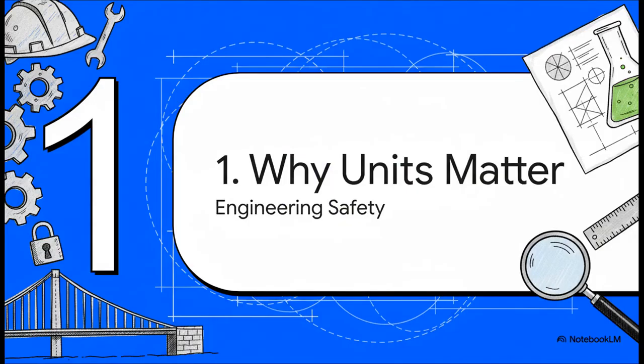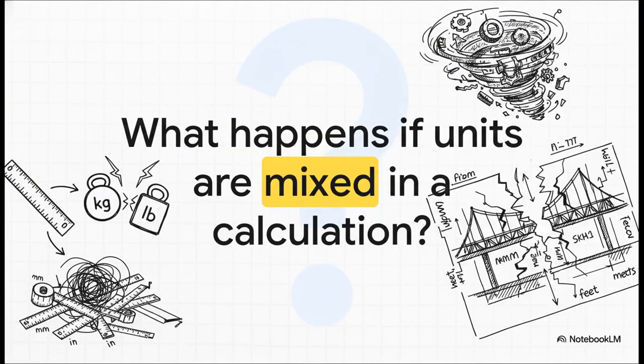All right, so Section 1, Why Units Matter. And the subtitle here is really the key, the foundation of engineering safety. So just think about it for a second. What actually happens if you try to add meters to millimeters in the same equation without converting first? Or what if you plug pounds into a formula that's expecting kilograms? What you get is, well, it's just chaos. Your numbers become completely meaningless, and the things you design, bridges, cars, airplanes, they could become dangerously unpredictable.